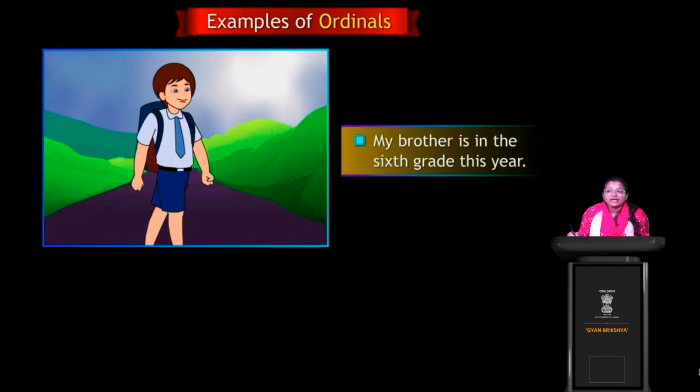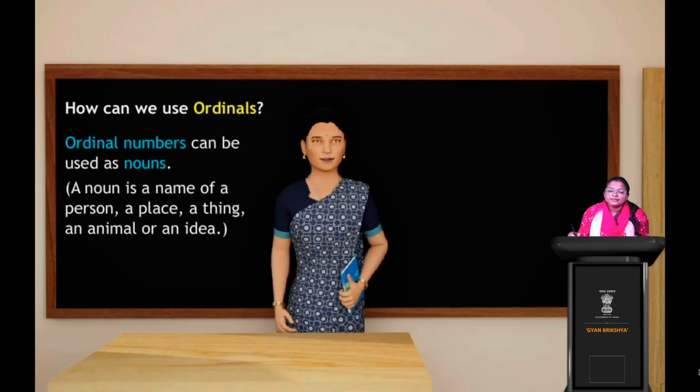So how can we use ordinals? Ordinals can be used as nouns. A noun is the name of a place, a person, a thing, an animal or an idea. We know this, right? So ordinal numbers can be used as nouns. Ordinal numbers are generally nouns.